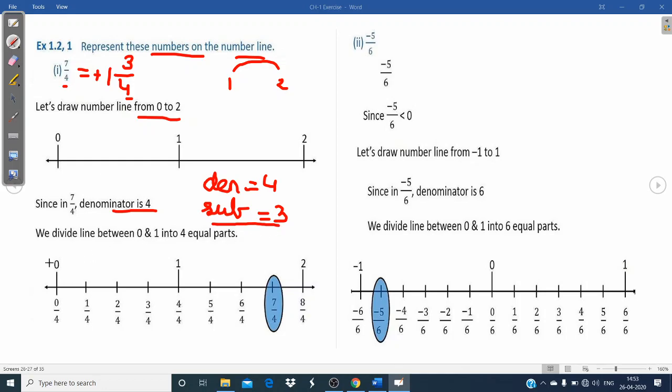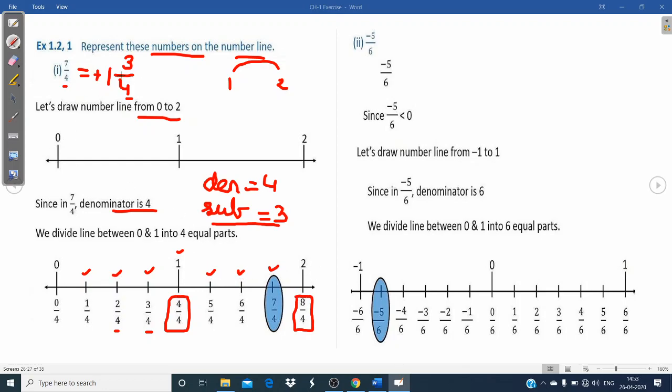Now you can see that between 0 and 1 I have drawn 3 subdivisions, 1, 2 and 3. Here also, between 1 and 2, I have drawn 3 subdivisions, 1, 2 and 3. Now if we name them, here it is 0. After 0, 1 by 4, then 2 by 4, then 3 by 4, then 4 by 4. This 4 by 4 will automatically come as 1. Then 5 by 4, 6 by 4, 7 by 4, then 8 by 4. When you simplify this, it becomes 2.